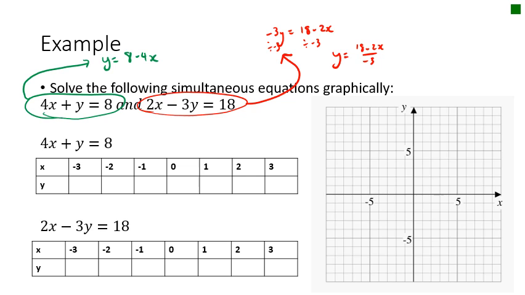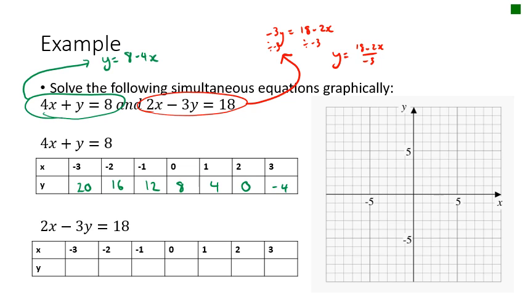Now I'm going to substitute my values in. With this first equation, I'm going to end up with 8 take 4 lots of minus 3, which becomes plus, so 8 plus 12, which is 20. Then this is going to end up with 16. This is going to end up with 12. This is going to end up with 8. This is going to be 4. This is going to be 0. And this is going to be minus 4. So they're my points that I've plotted in my first table.